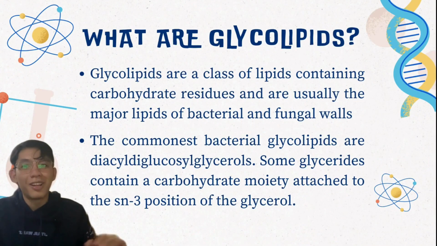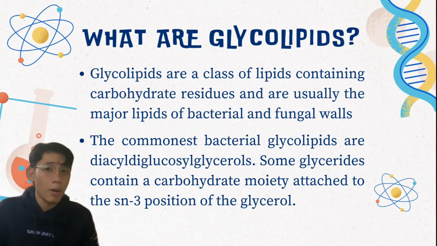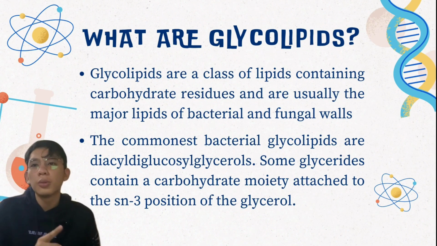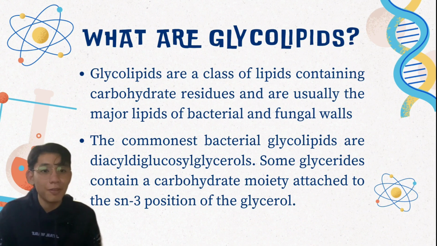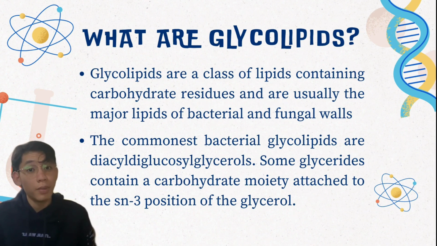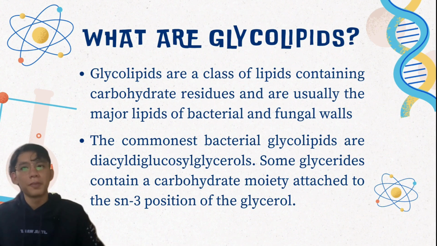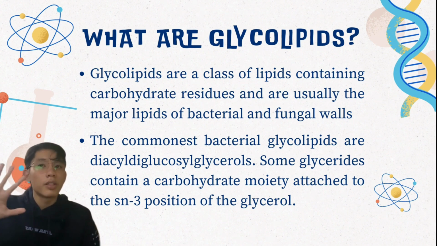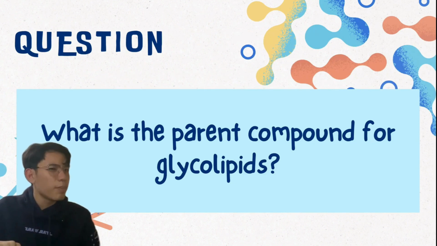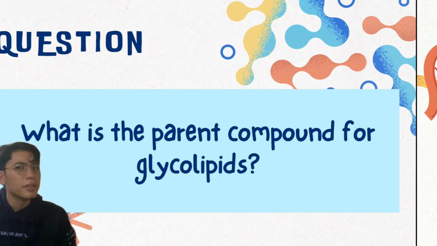Well, glycolipids are a class of lipids containing carbohydrate residues and are usually the major lipids of bacterial and fungal walls. They function for the stability of the cell membrane, where it is also important for cell recognition and connecting cells to form tissues. Now, I have another question. What is the parent compound for glycolipids?